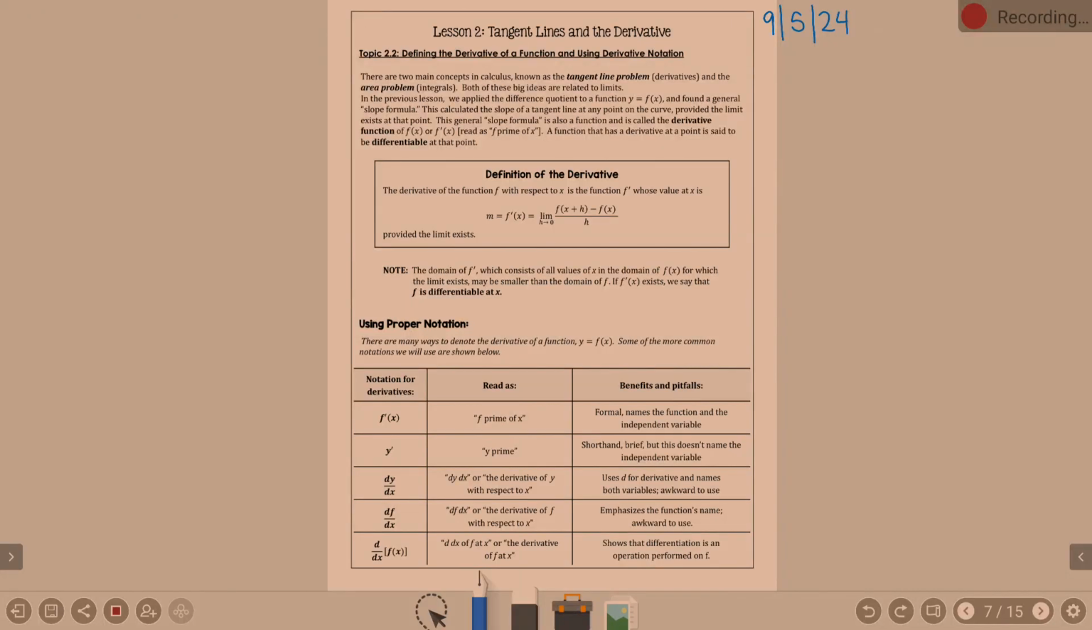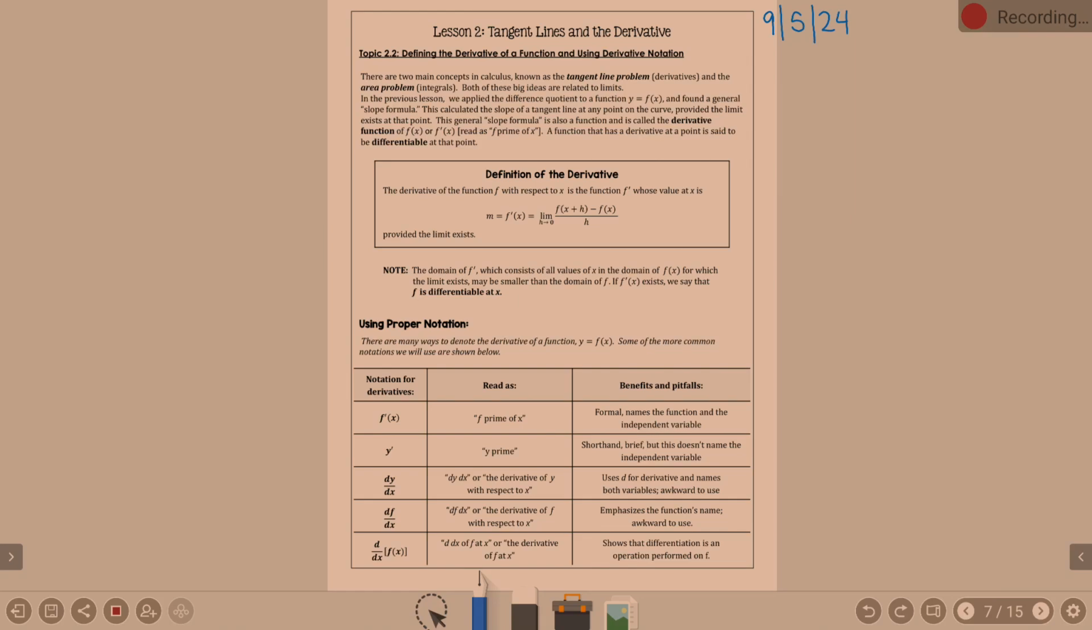Lesson 2, tangent lines and the derivative. As I mentioned, we officially get to talk about the definition of the derivative. However, it's very much like what we were already kind of working on in lesson 2.1. Two main concepts in calculus that we're going to spend most of the rest of the semester on: they call it the tangent line problem.